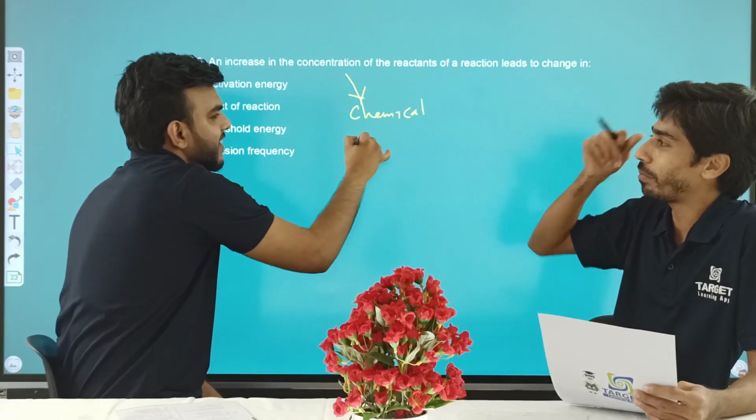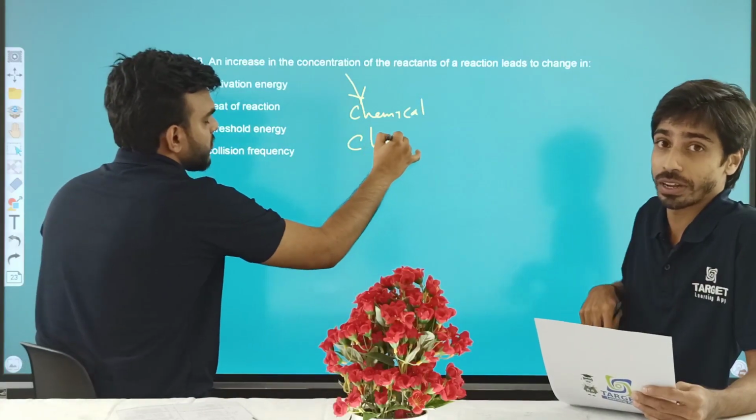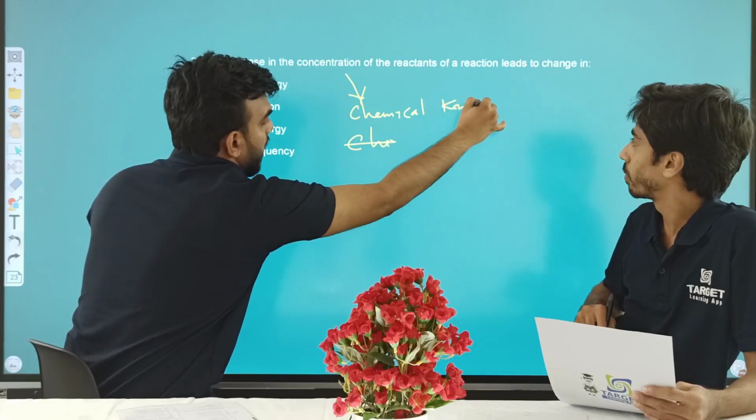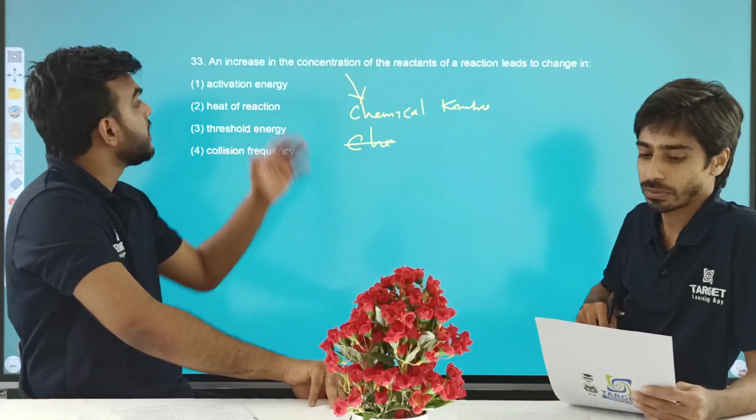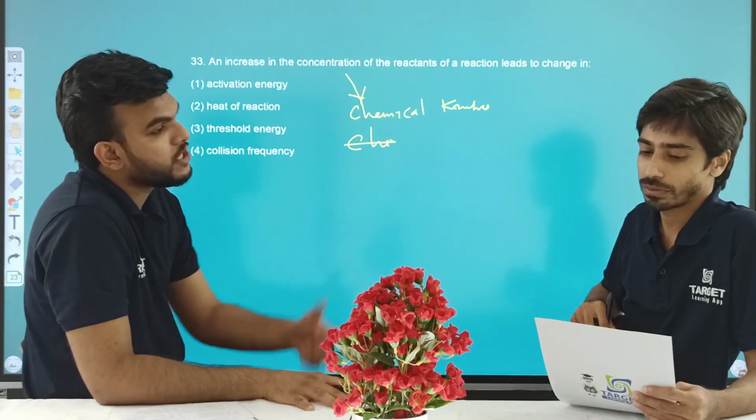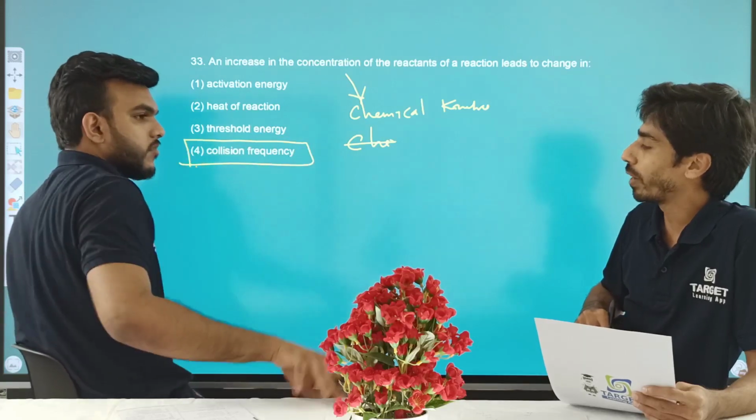One was to calculate the time, t equals 2.303 log. So you got 2 questions from chemical kinetics. This is the second question, and this is the concept here: the increase in the concentration of reactant of a reaction leads to the change in what? It leads to the change in collision frequency.